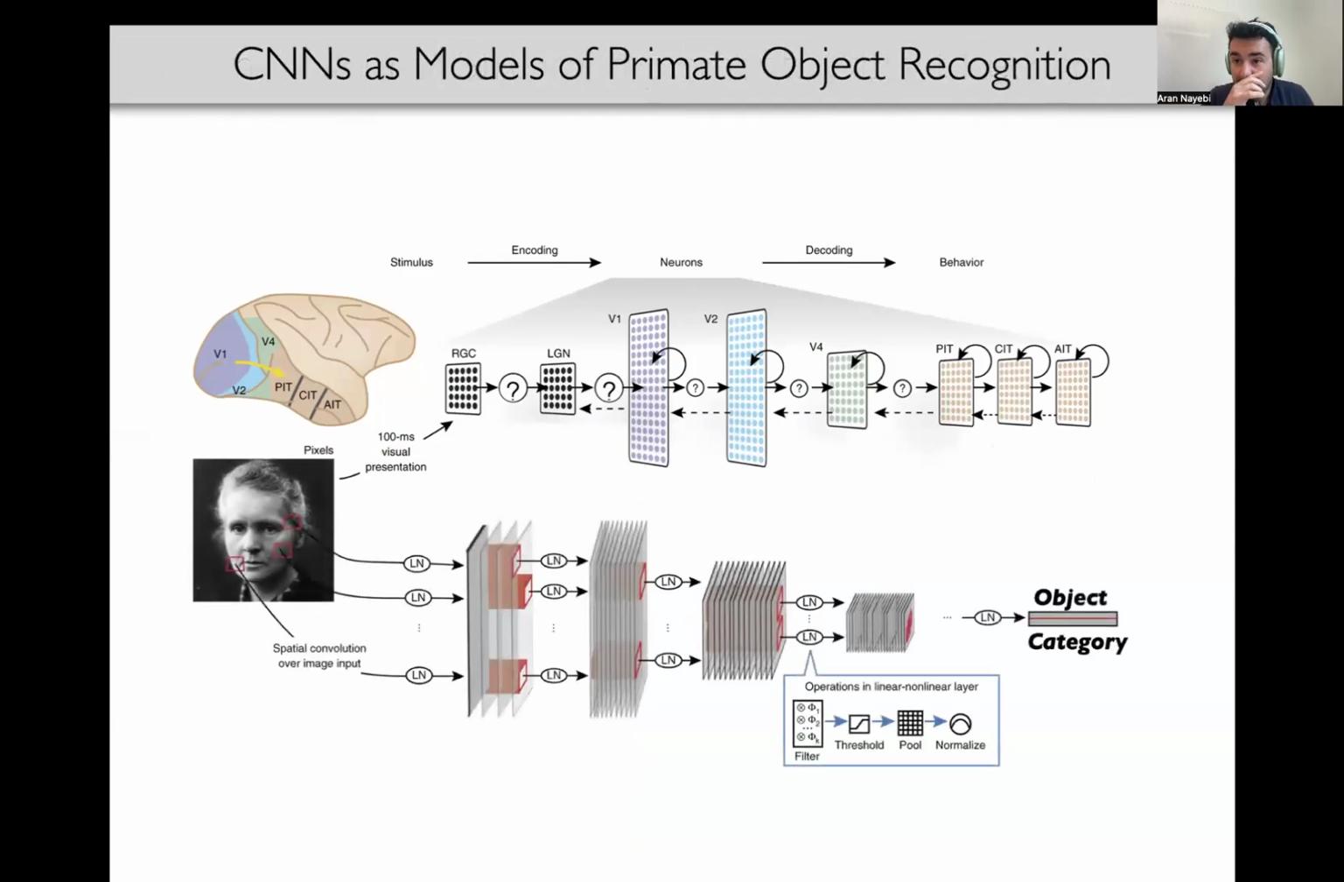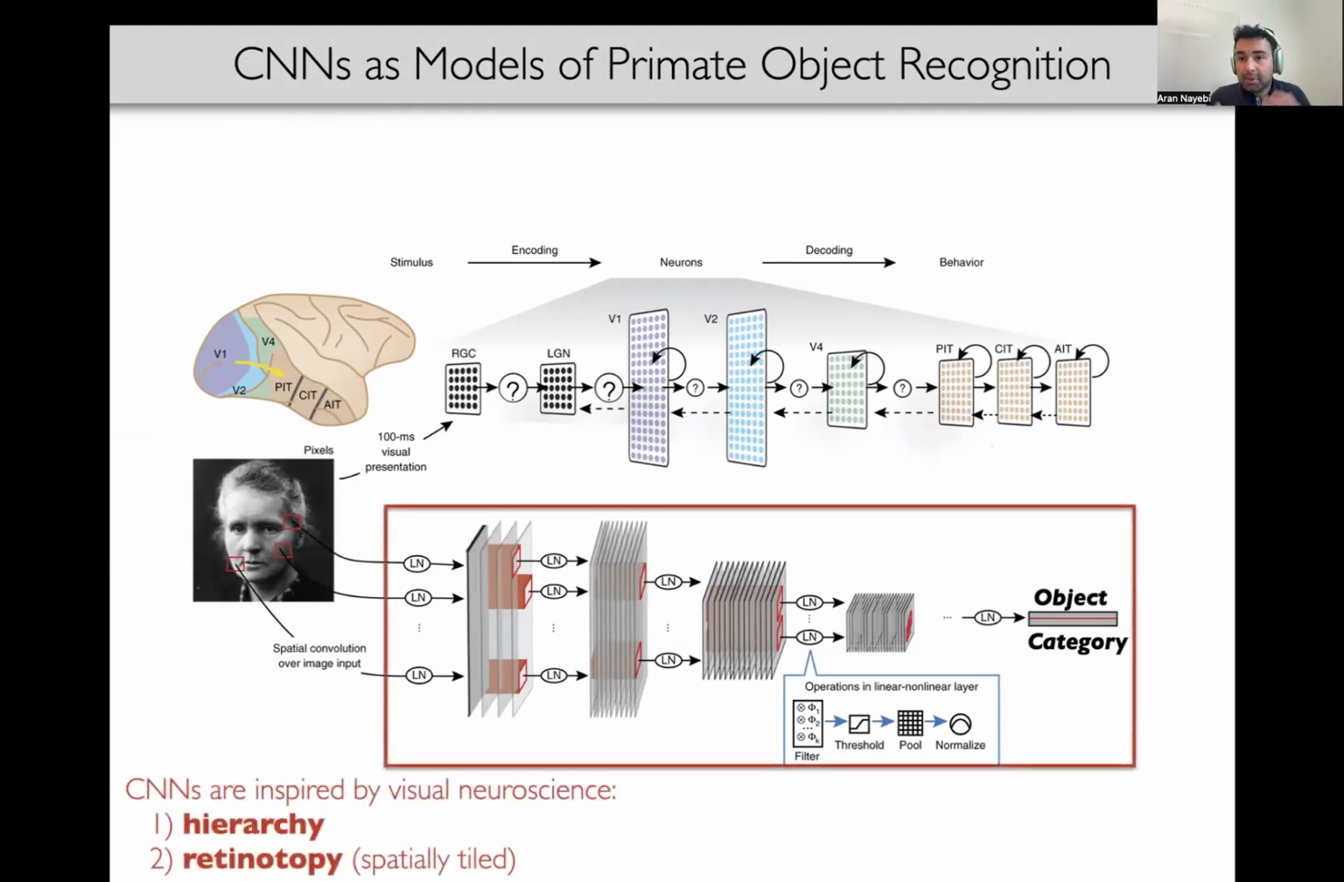And convolutional neural networks have been shown to be a very good model of the system, specifying a mechanistic wiring diagram that goes from inputs to object category outputs. And in particular, they're actually inspired by visual neuroscience, specifically the hierarchy and the retinotopy that it exhibits. And furthermore, we can view them as functional models of the ventral stream, in that they perform this object categorization behavior, at least in the first 250 milliseconds.